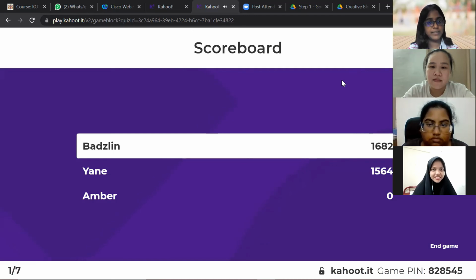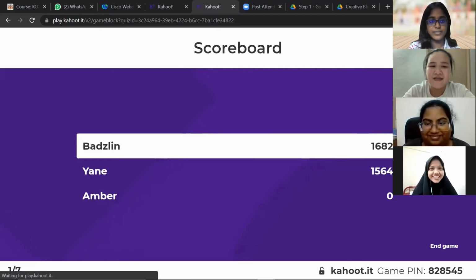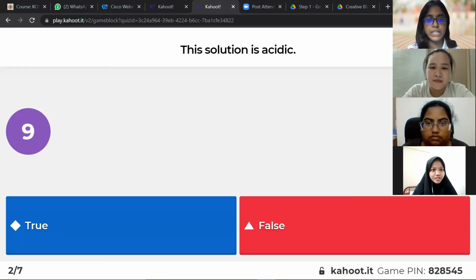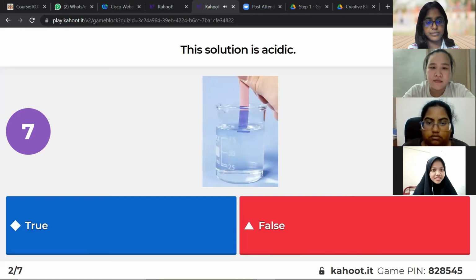Wow, Baslin is leading. Hopefully everybody can catch up to her. It's a true and false question. So you have to guess whether this solution is acidic or not.